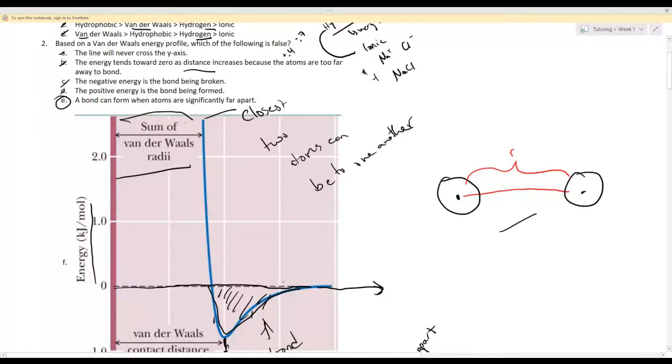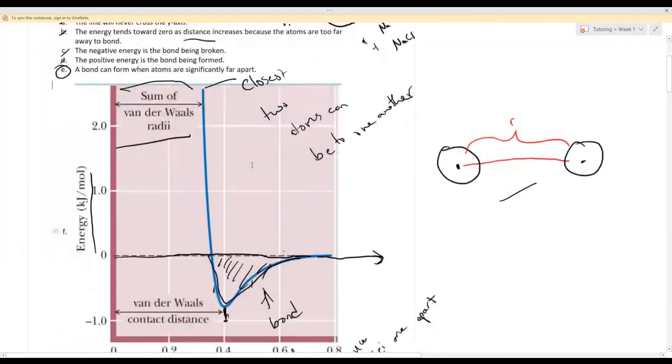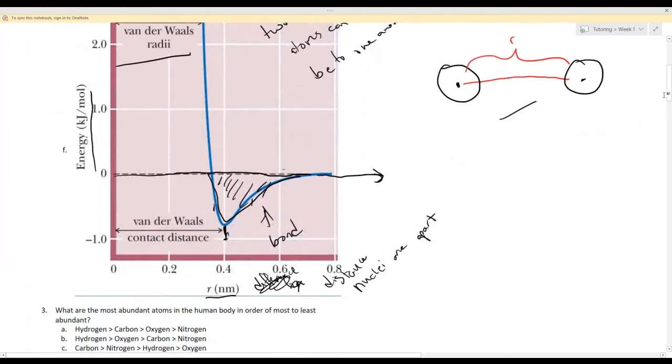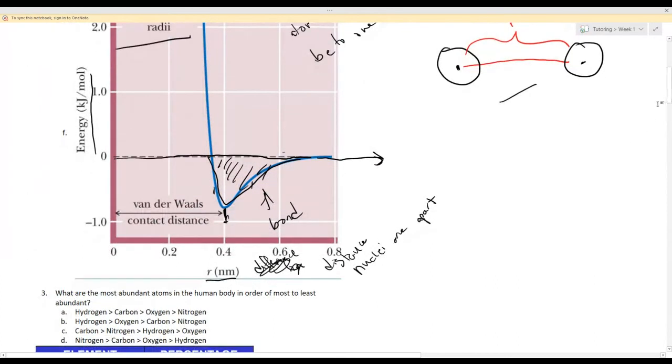A bond can form when the atoms are significantly far apart. No, because like we talked about with B, when it gets too far away, they just can't affect each other anymore. Okay, and scrolled ahead a little too far, but that's okay.